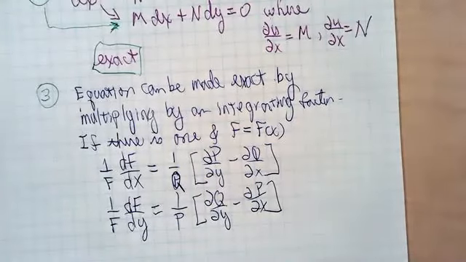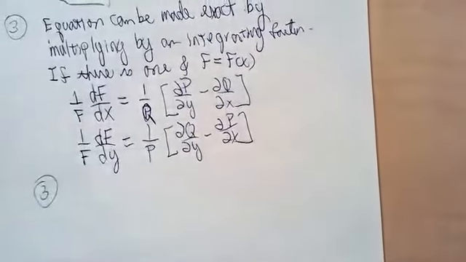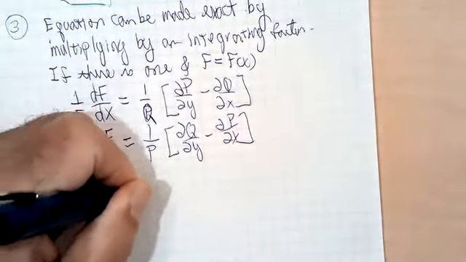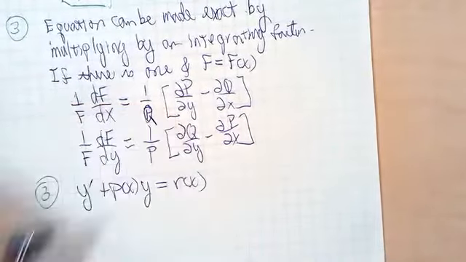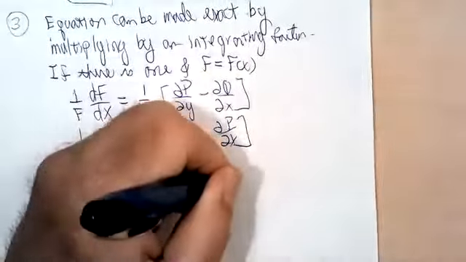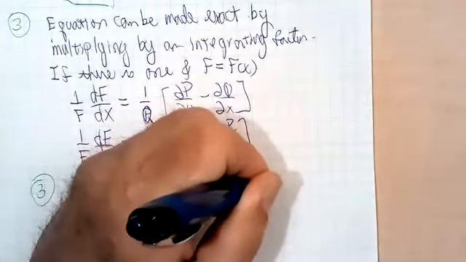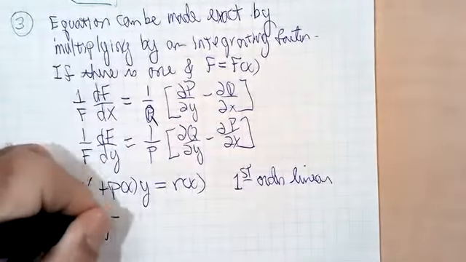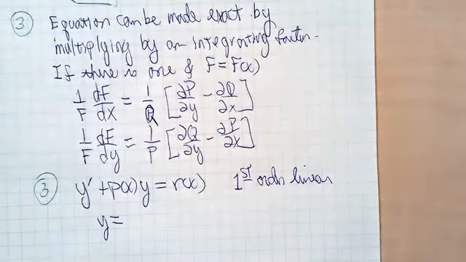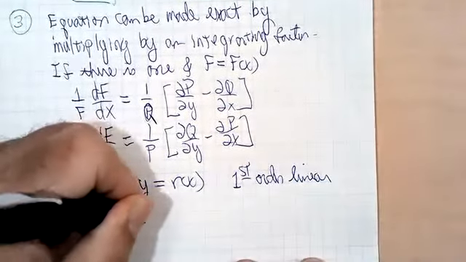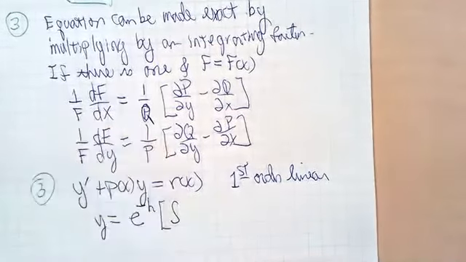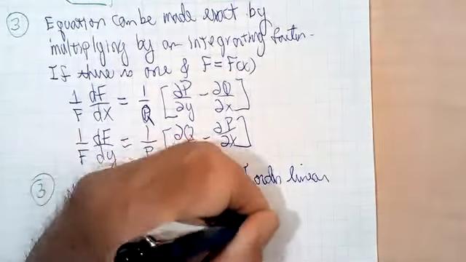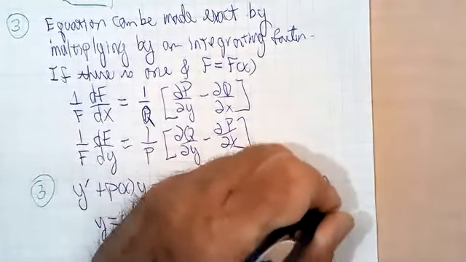Okay, third possibility. Your equation is in this form: y prime plus p of x times y equals r of x. If so, you have a first order linear, and there's a formula for the solution, a very rare case in differential equations, but in this case there is one. e to the minus h times the quantity integral e to the h r dx plus c, where h is an antiderivative of p with respect to x.